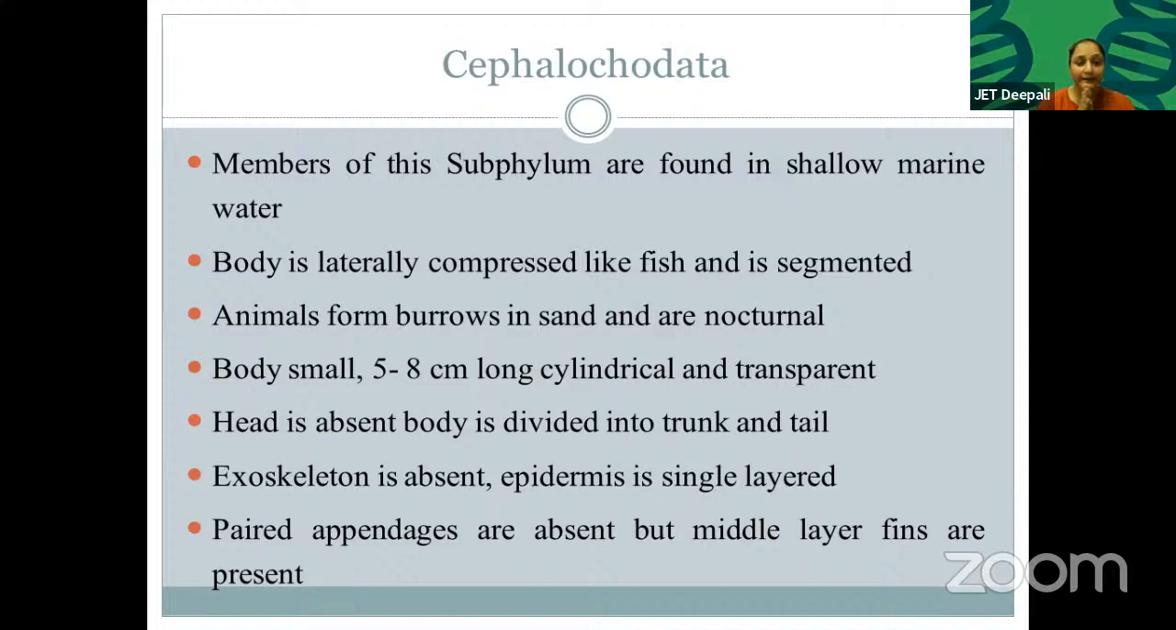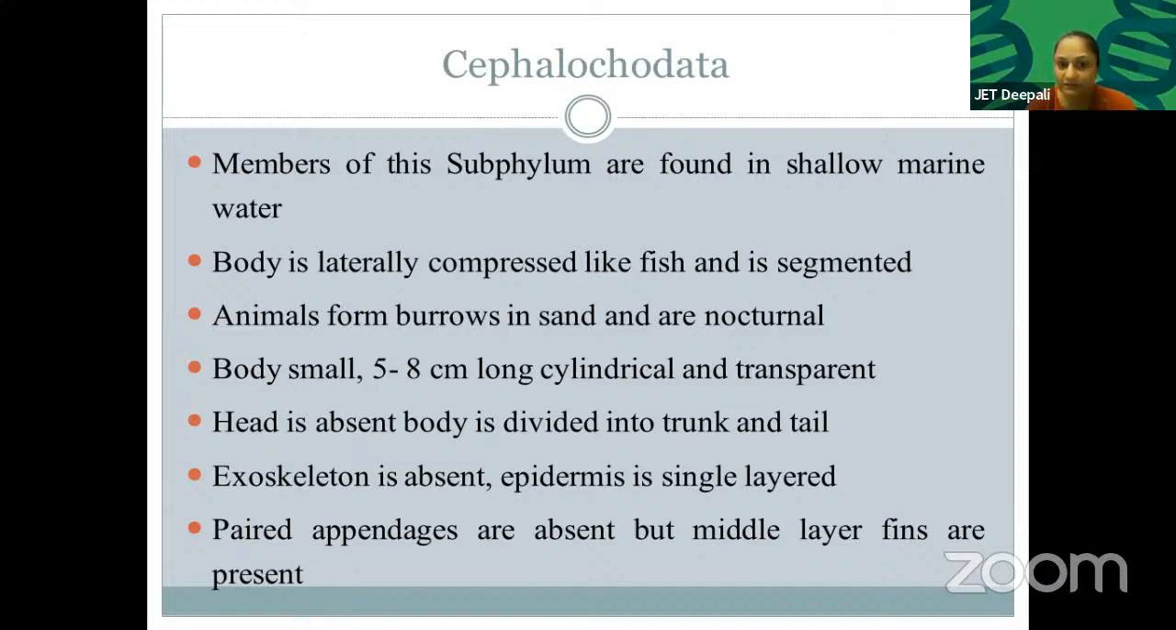Members of this subphylum are found in shallow marine water, means they are not present in the deep sea. Their body is laterally compressed like fish. I have shown you the diagram. They have a body structure like fishes and it is segmented. Animals burrow in sand, means they are fossorial, and are nocturnal. What is nocturnal? Those organisms that come out only during the night, only in the dark.